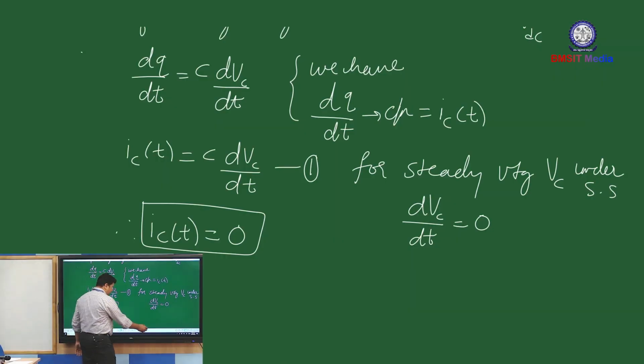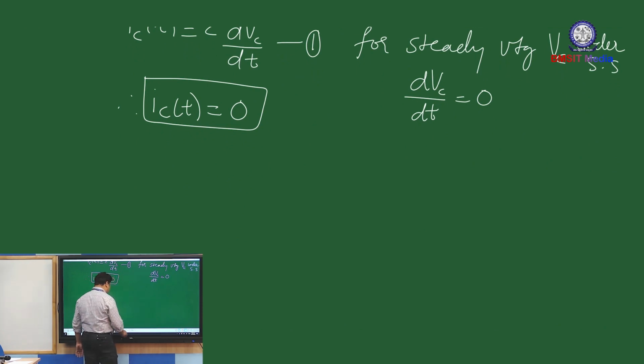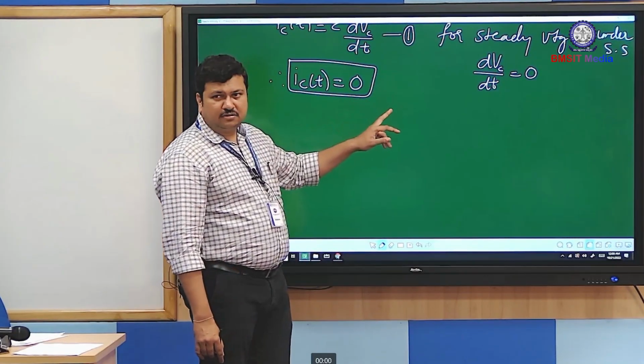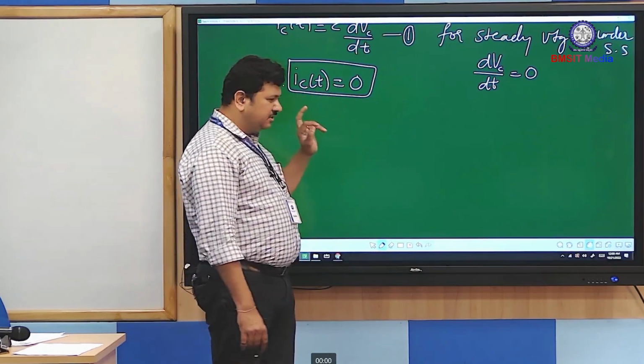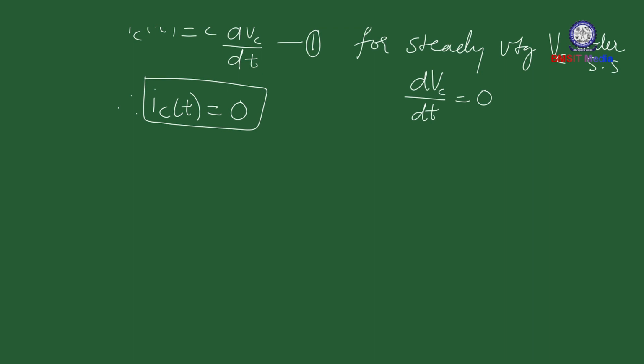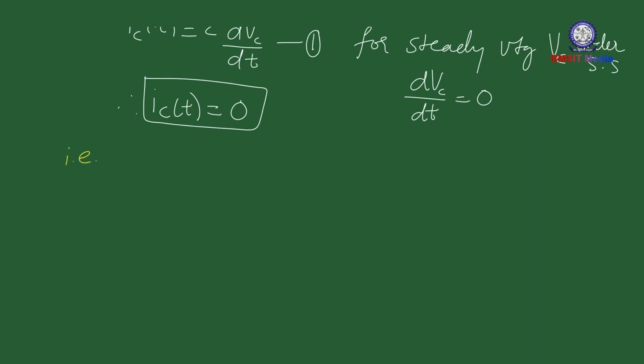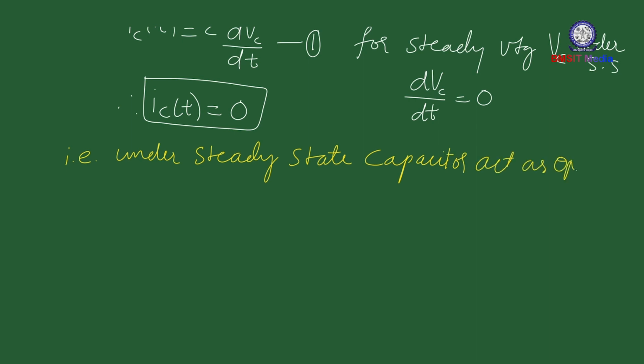So we know that when current becomes 0, the circuit is equivalently taken as open circuit. So under steady state, the current in the capacitor becomes 0. It means what? Under steady state, the capacitor is behaving as open circuit. That is, under steady state, capacitor acts as open circuit.